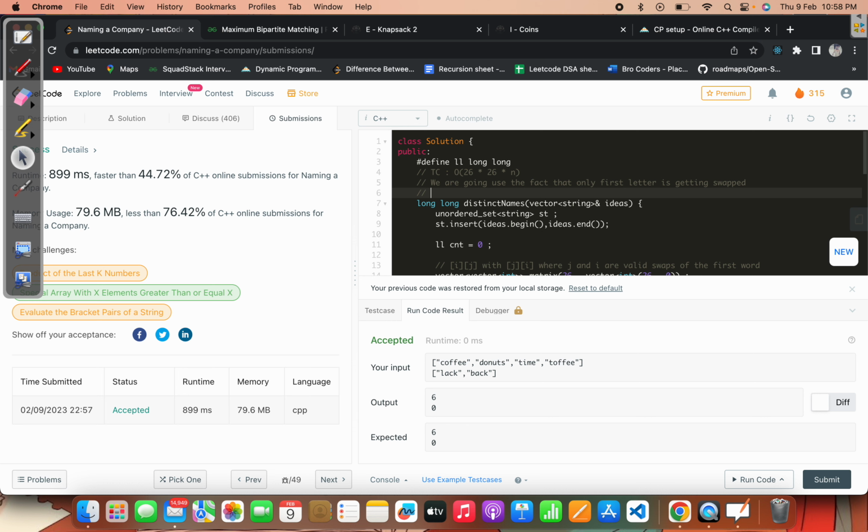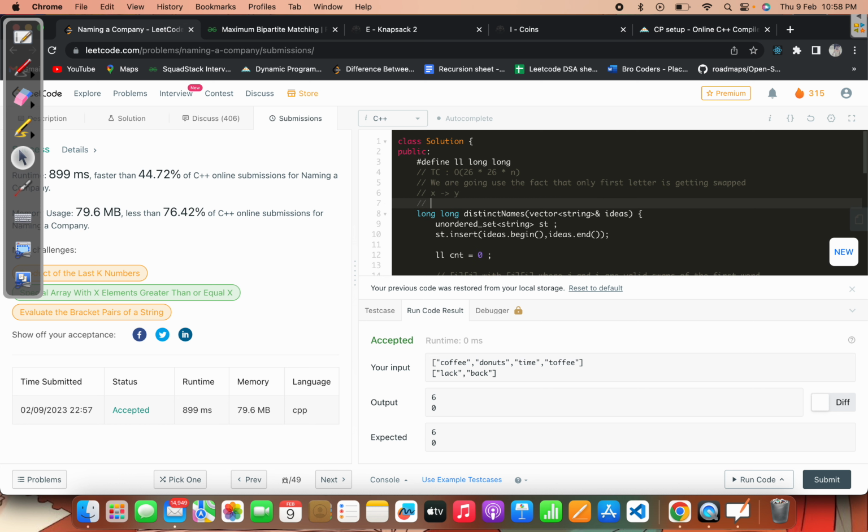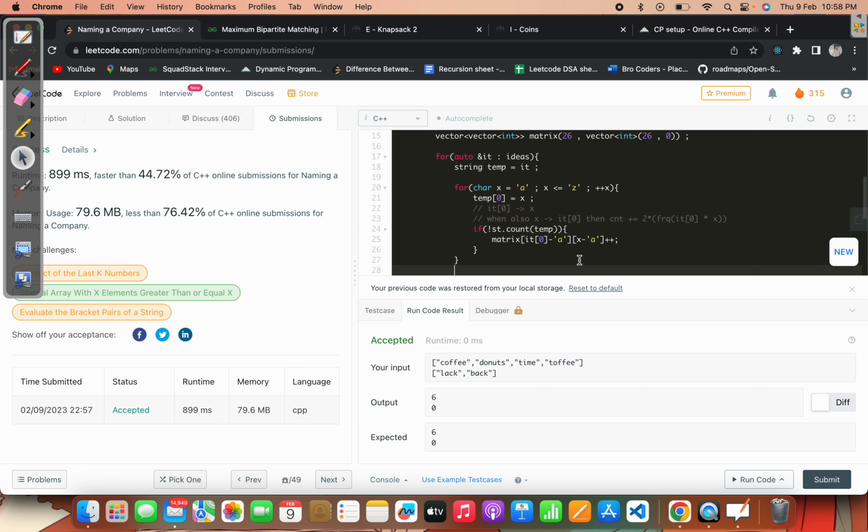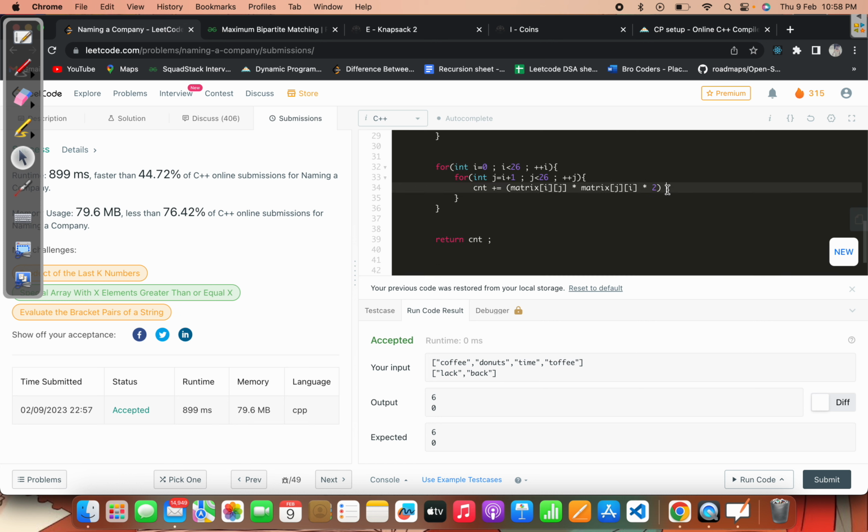Only if a pair is getting formed, that is, if we are getting a pair from x to y, that is x is getting transformed to y and y is getting transformed into x in some of our swaps, which will be noted in a matrix. Only if both are present in our ideas, then we will increment our count by 2 into frequency of both of them.